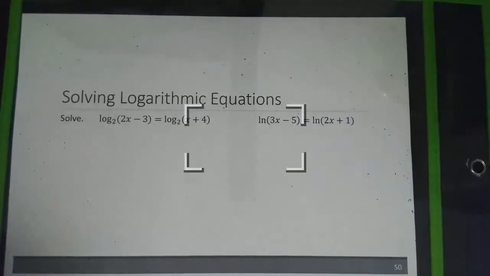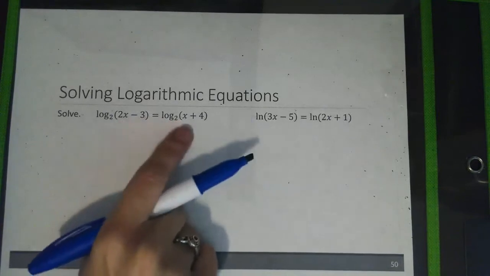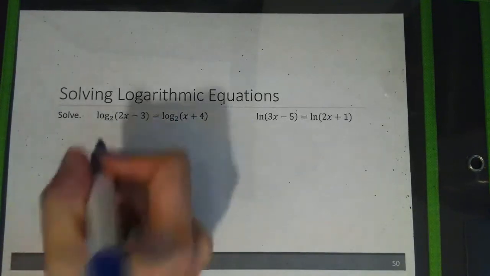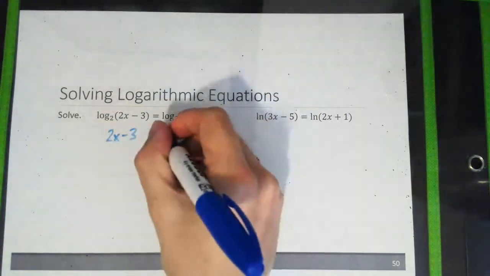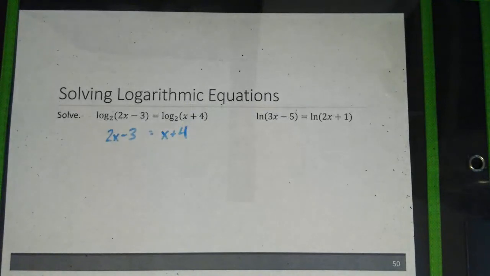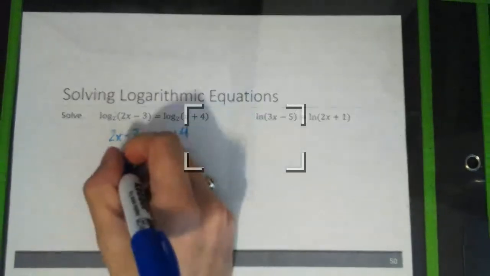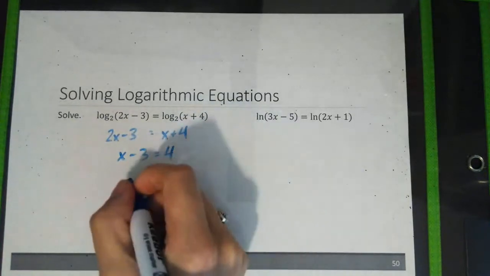So here we have 2 examples. First up, we have log base 2 of 2x minus 3 is equal to log base 2 of x plus 4. I'm seeing a log base 2 on both sides, so that means that the insides, the arguments, have to be equal. 2x minus 3 has to be equal to x plus 4. That's an equation I know how to solve. I can subtract the x over, giving me x minus 3 equals 4. Add the 3 over, x equals 7.